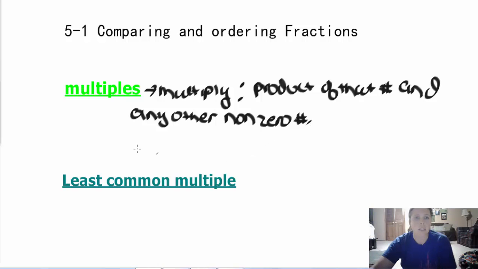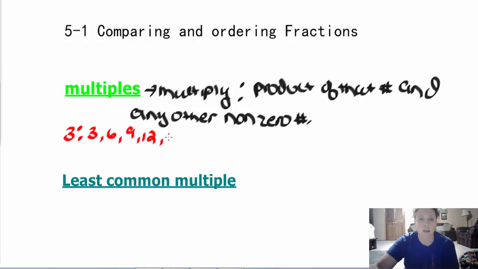For example, let's just do 3. The multiples of 3 go on forever. 3 times 1 is 3, 3 times 2 is 6, 3 times 3 is 9, 3 times 4 is 12, 15, 18, and you could go on and on and on. When you do factors, there's a finite number. There's only a certain number. Multiples go on for infinity.